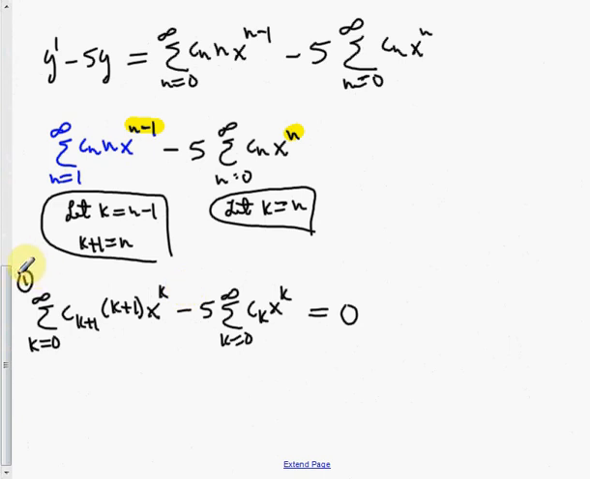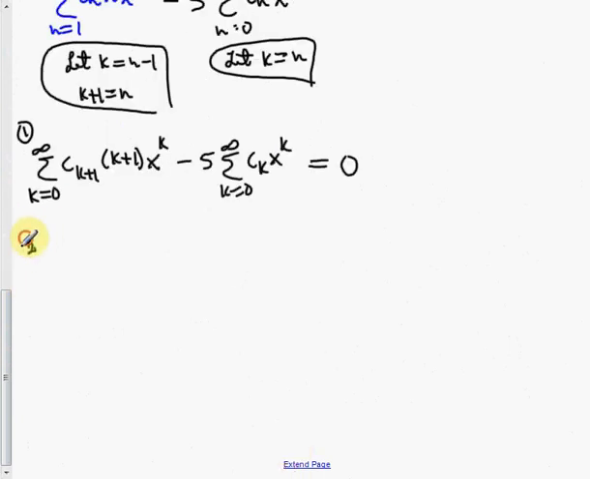So this is step 1. Step 2, you can write this as the summation as k goes from 0 to infinity. I'm going to factor out x to the k times brackets c sub k plus 1 times k plus 1. Moving over.